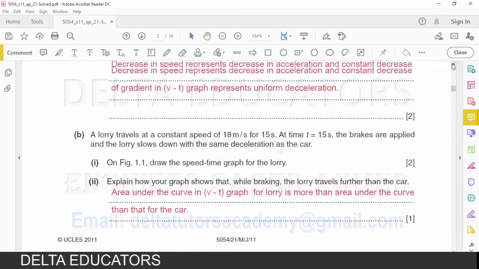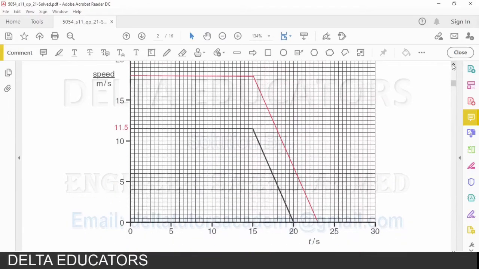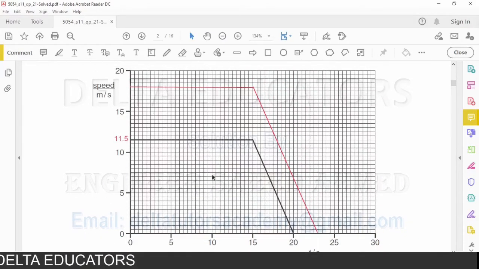Now here we have to draw the gradient at time t is equal to 15 seconds, where the brakes are applied. So it is the point where the brakes are applied. Now where will be the 18 meters per second? It is 15, it is 20. Two small squares represent 1 meter per second. So it is 16, it is 17, and it is 18. So 18 is up to this point. Here we have to draw a horizontal line up to which point? Up to the time t is equal to 15 seconds, where the brakes are applied.